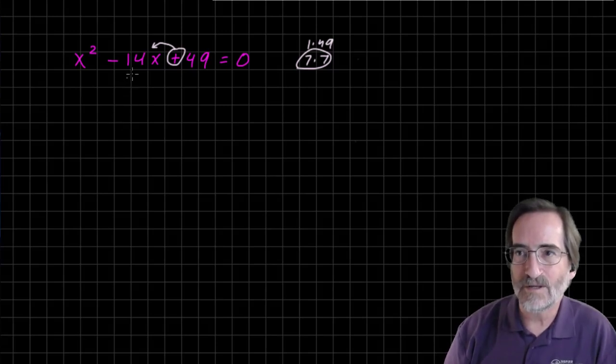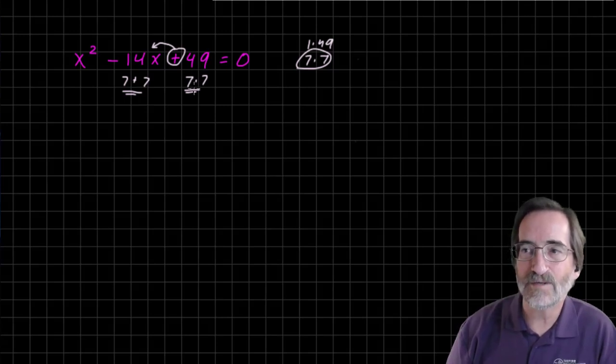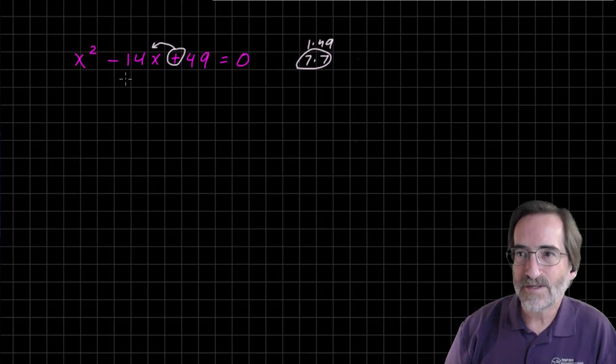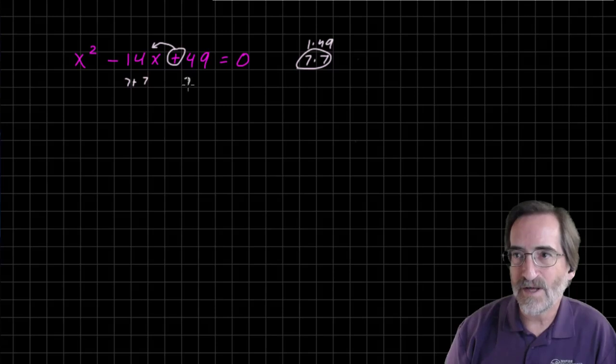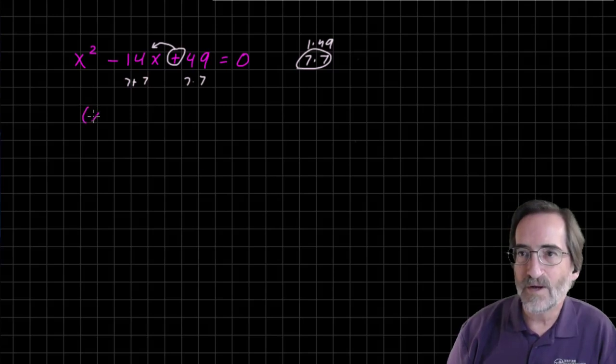The hallmark to recognizing this is this. 14 can be written as 7 plus 7, and 49 is 7 times 7. So we recognize that the middle term is the sum of the two factors, and the last term is the product of the two factors. And when that happens, you have what's called a perfect square. That said, if we recognize that 7 plus 7 is 14 and 7 times 7 is 49, we can go straight to this step. We can go straight to x minus 7 quantity squared equals 0.